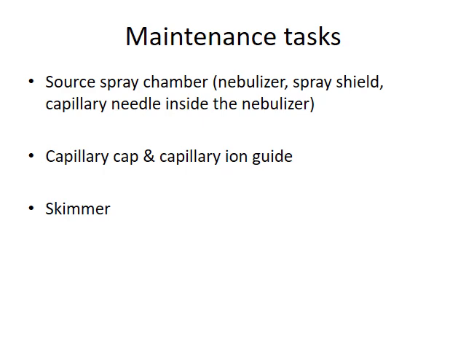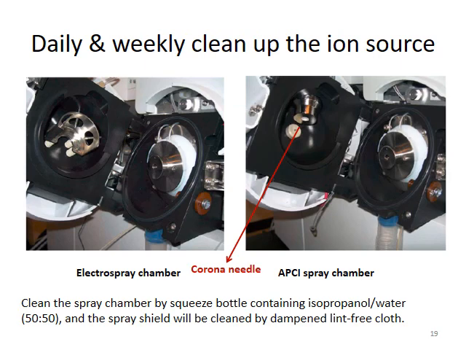After capillary ion guide, there is a skimmer. Its cleanup can also be performed by end users. To clean up capillary ion guide and a skimmer, we need to vent the instrument. While leaving your instrument at standby mode, open your source chamber. You might see something like the picture shown. On the left, it is a typical ESI chamber. On your right, it is a typical APCI spray chamber. Very easy to spot the difference by locating the corona needle, which is only found in APCI chamber.